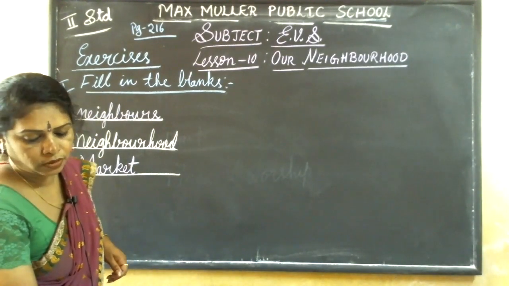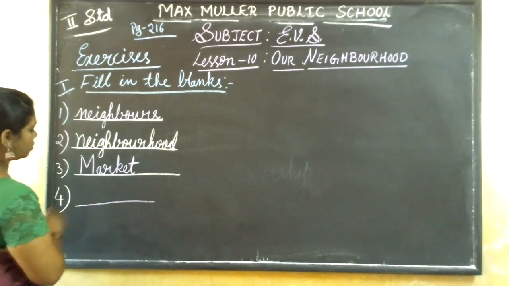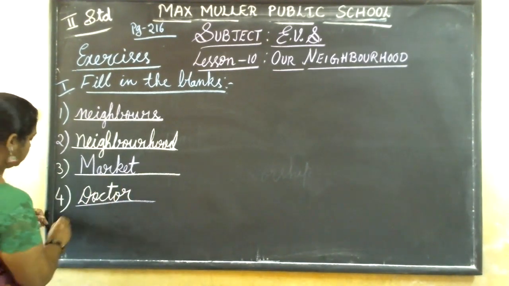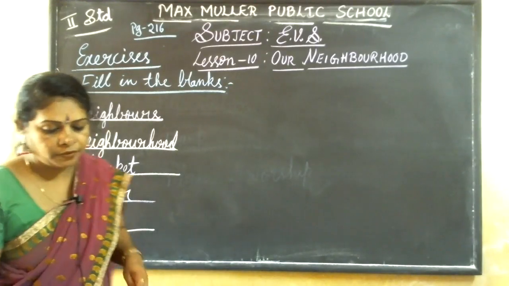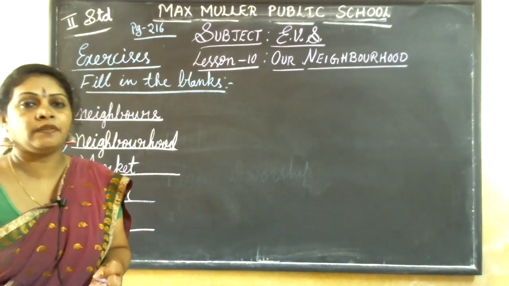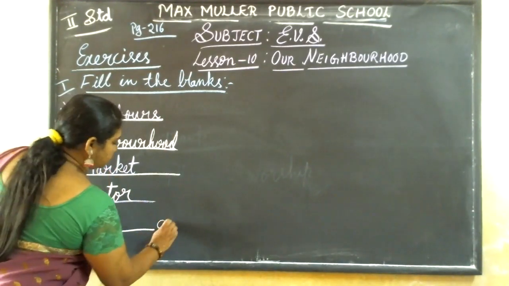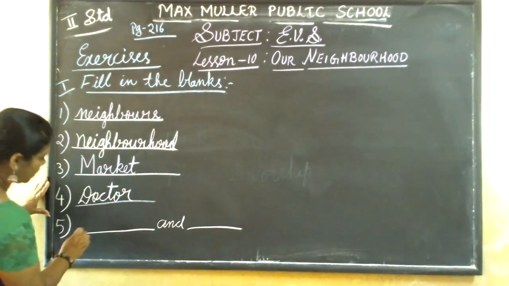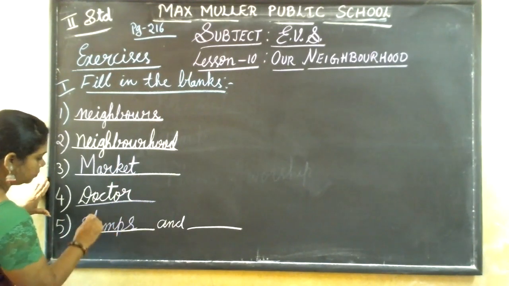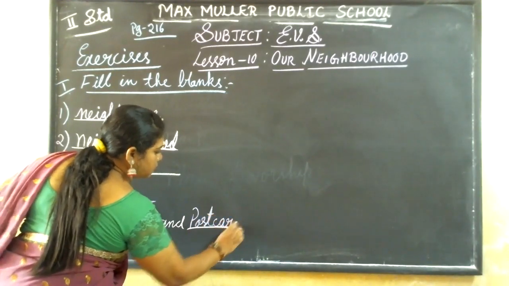Fourth one. Dash treats the sick and injured people. When you are not keeping well, where do you go? Go to the doctor. Doctor. Next. Fifth one, we buy dash and dash from the post office. What all do you buy in the post office? Stamps, postcards, envelopes. You can write any two. I'll be writing stamps and postcards, okay? Stamps and postcards.